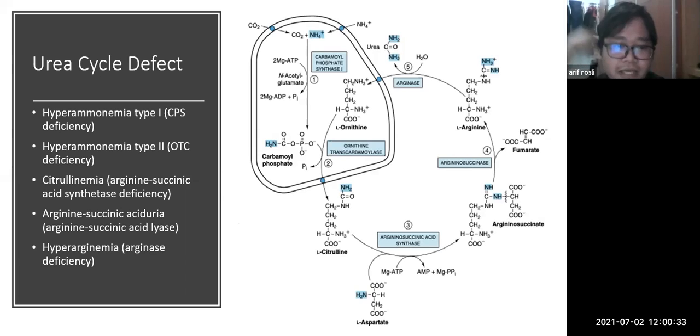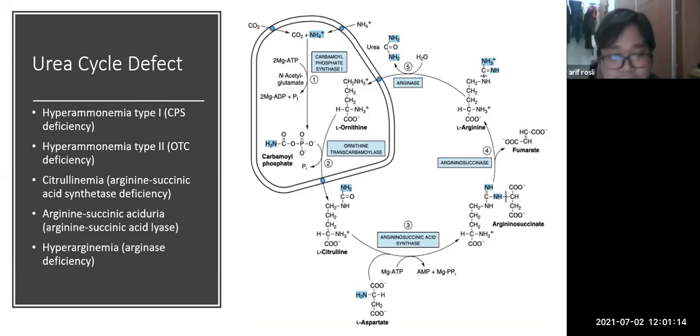So for urea cycle defects, it is due to a problem with the enzymes and cofactors. Hyperammonemia type 1, number 1 in the diagram, is CPS deficiency. Hyperammonemia type 2, number 2, is OTC deficiency. Citrullinemia, number 3, is due to argininosuccinic acid synthetase deficiency. Then argininosuccinic aciduria, number 4. And number 5 is hyperargininemia due to arginase deficiency.